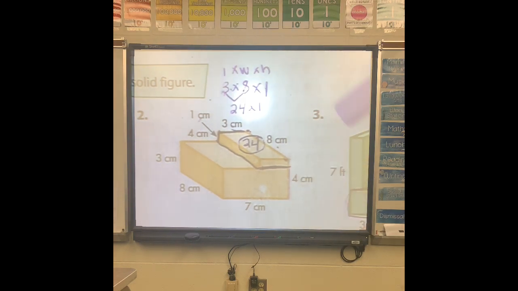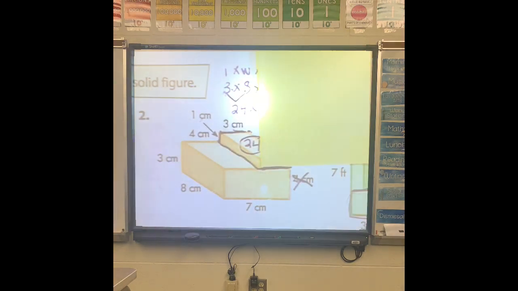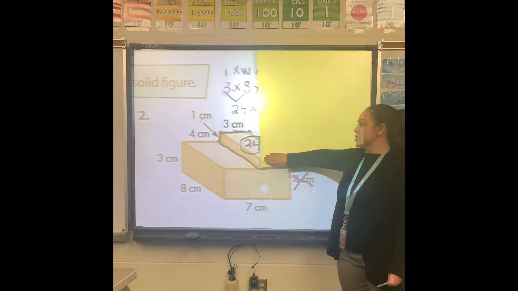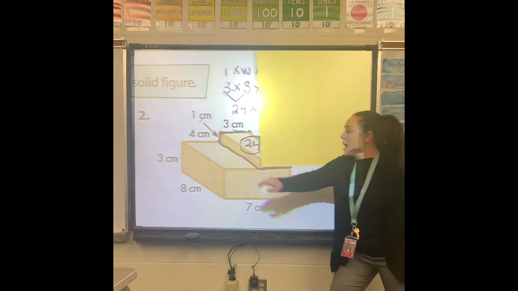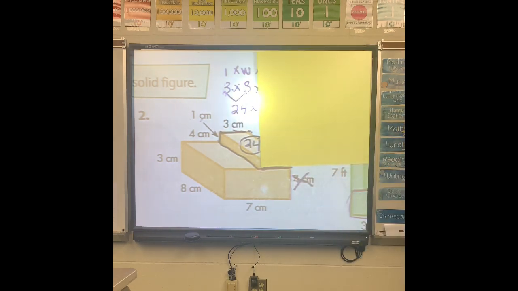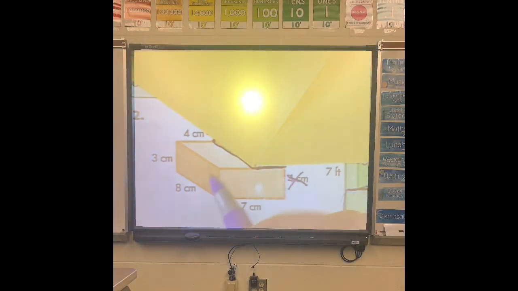But notice, I'm cutting off some of it. I'm not using that height. That's where a lot of kids get mixed up. That 4 was for the whole shape, but I've already actually used one of it. So I'm not worried about that height. I'm not even worried about this piece because I need to know the length of the whole thing. That's what gets confusing, is that there's a lot of numbers on here that we actually don't need.